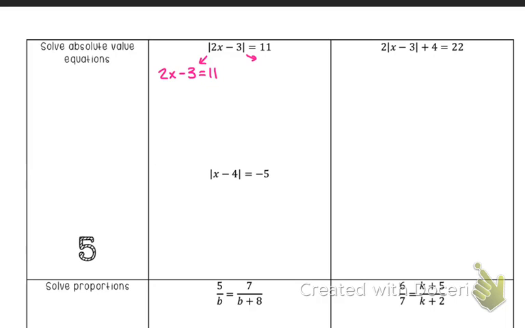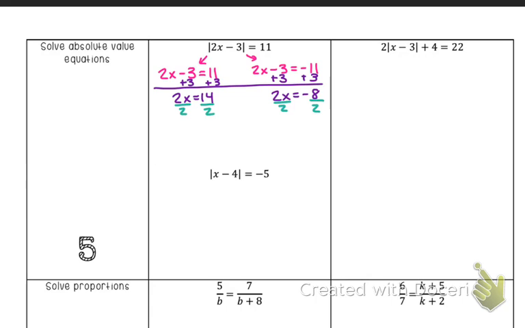Take what's inside, set it equal to positive 11. Take what's inside, set it equal to negative 11. Then you're going to go through and solve, add 3 to both sides for both equations, and then divide both sides of both equations by 2. So our first solution is positive 7, and our second solution is negative 4.